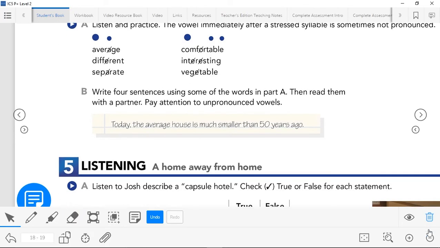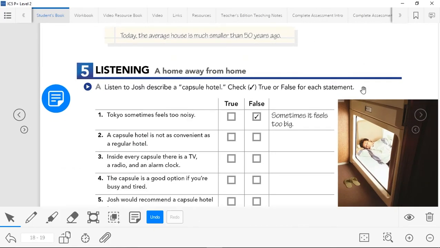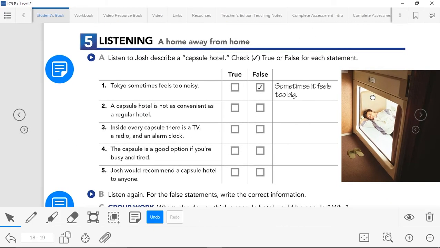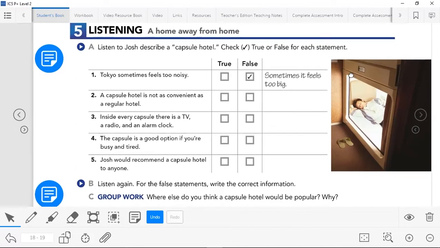Very good. Now for the last part, we're gonna be having a listening. A home away from home. You're gonna listen to Josh describe a capsule hotel and then check the true or false statements. And for the false statement, you're gonna correct the information, okay? So listen as many times as you need, and then after that, we're gonna check, okay? So let's listen.